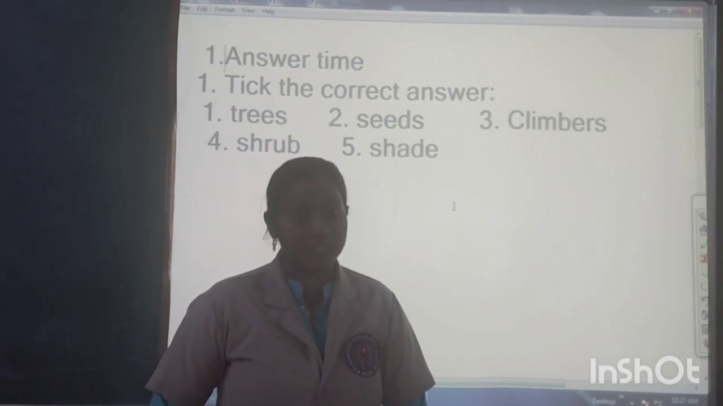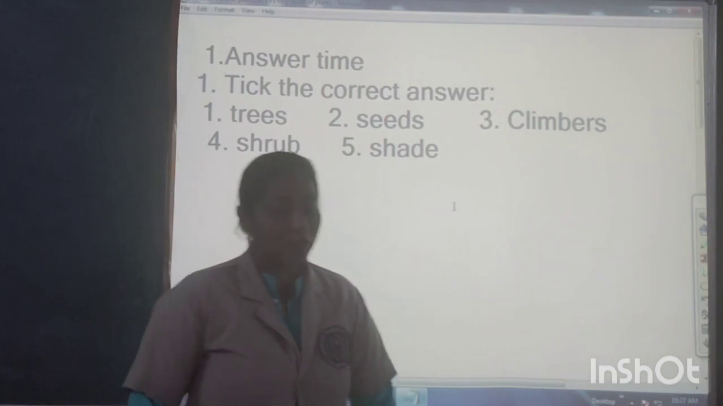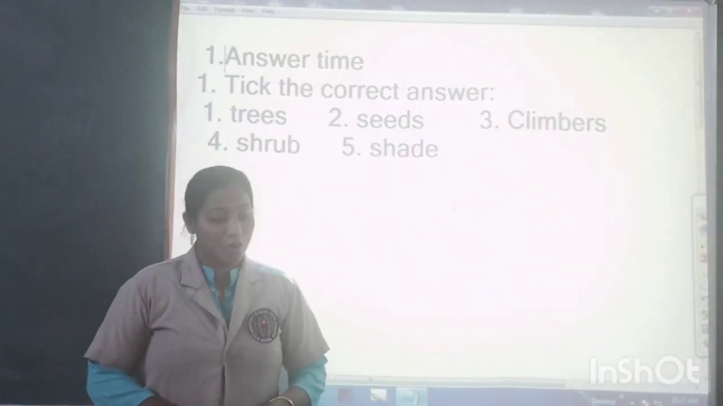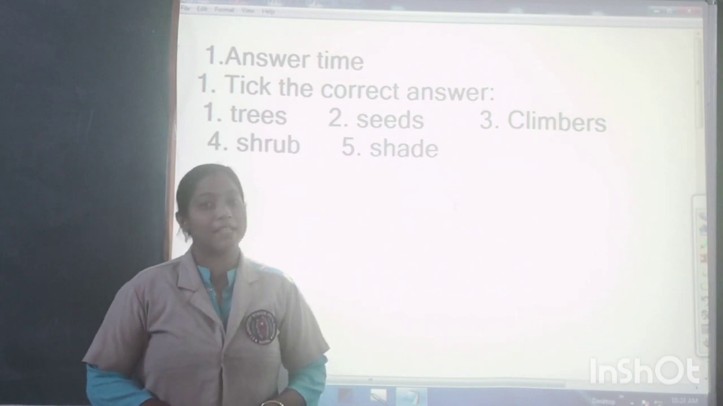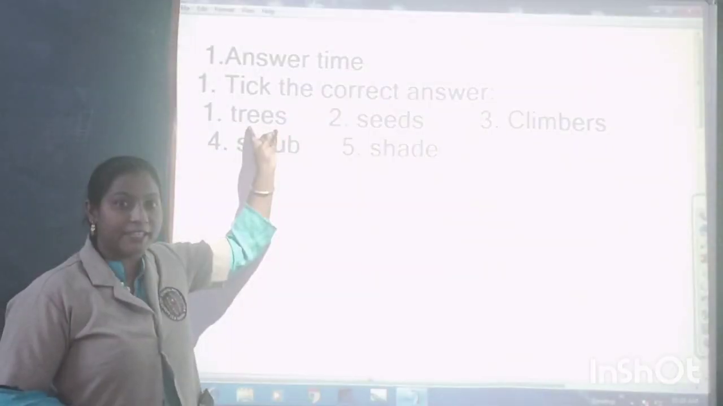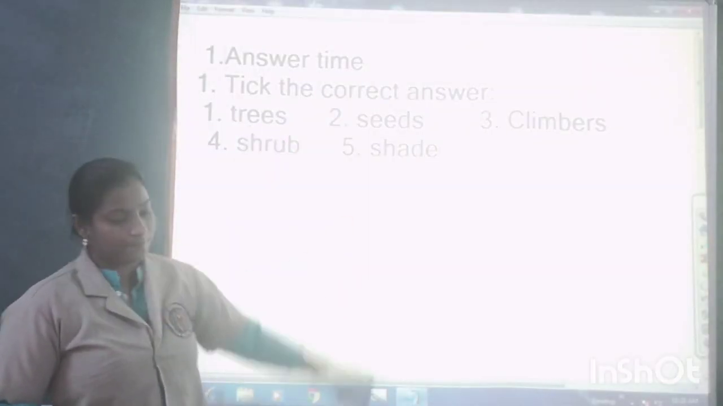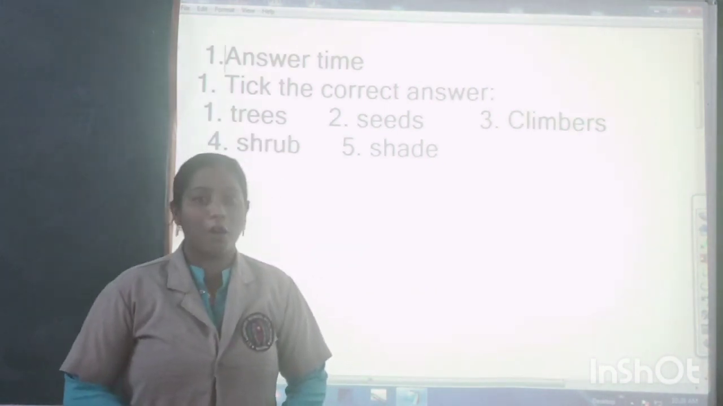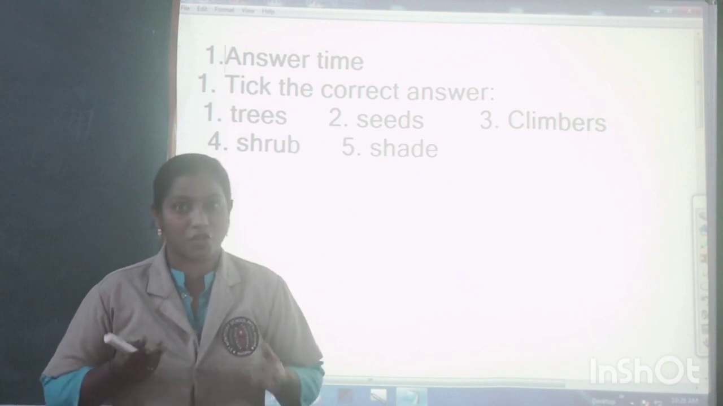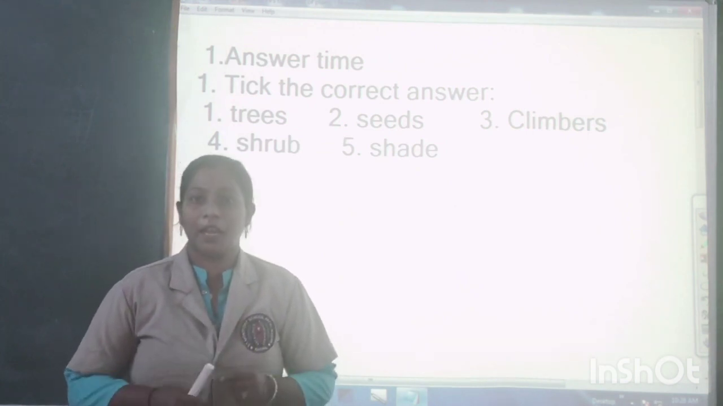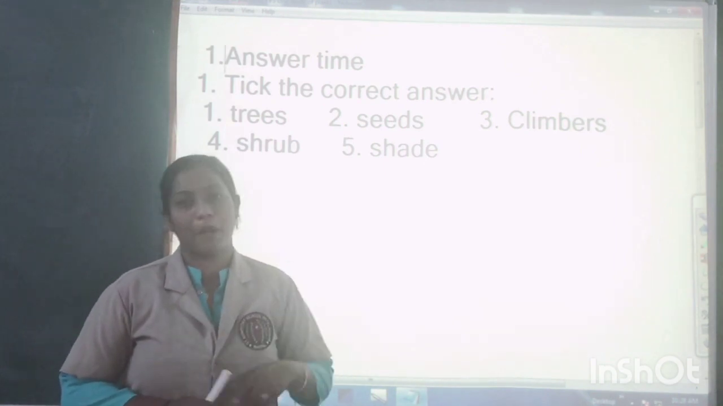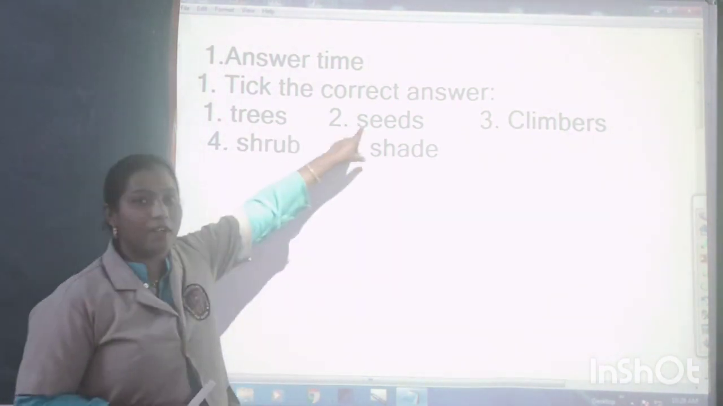The first is: which plants are called trees or shrubs? What are big plants called? We have studied this. Big plants are called trees, T-R-E-E-S, trees. Next, plants grow from seeds or climbers. Plants kisse bante hain? Hume jo plant banate hain to hum sabse pehle kya karte hain? We put the seed, hai na? Hum seed ko pehle dalte hain mitti mein. Then usse plant grow karta hai. So the answer to the second one is C.